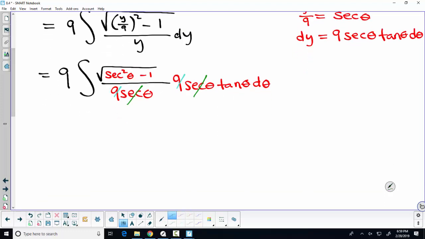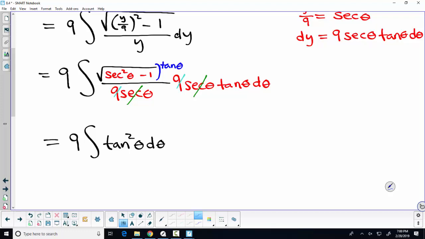So what did we end up with? 9 times tangent theta for the root times this tangent theta. This one here is tangent as well. This is tangent. Everybody okay with that? Okay, then how do we integrate tangent squared?